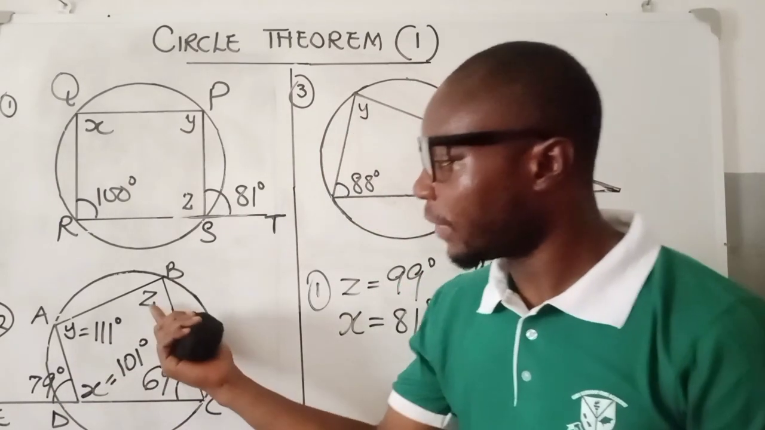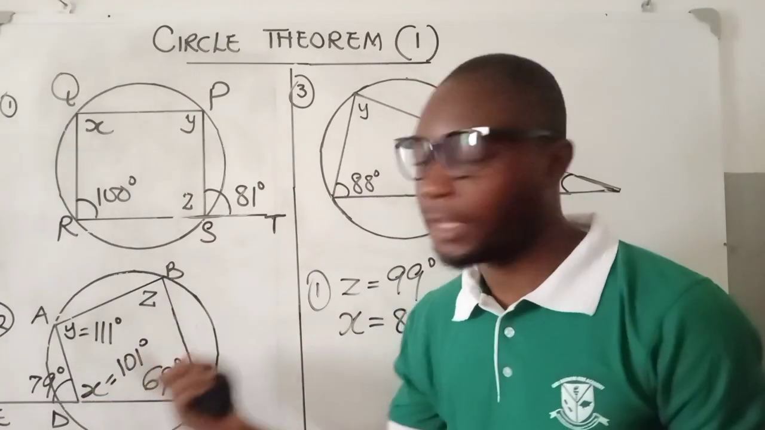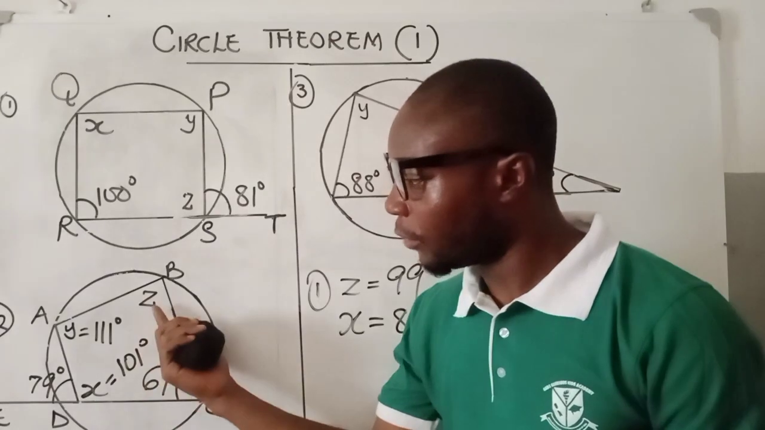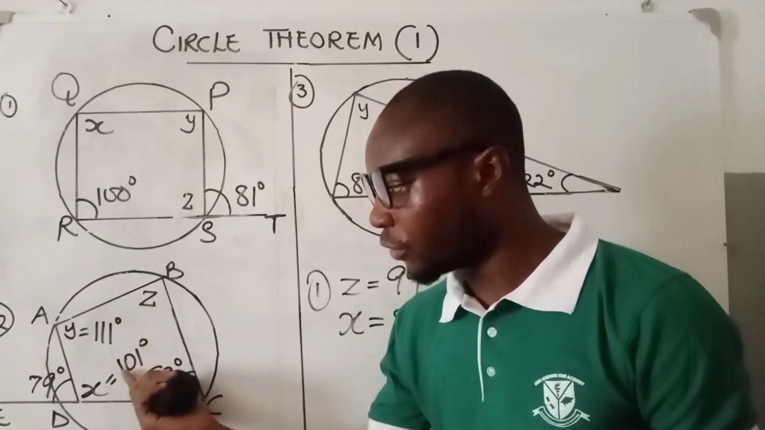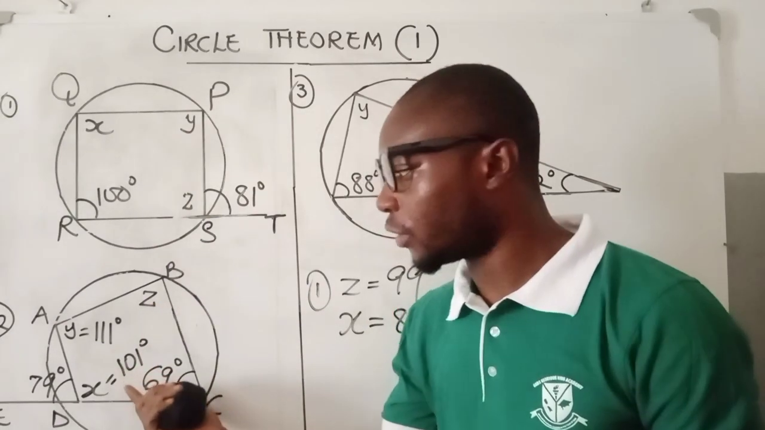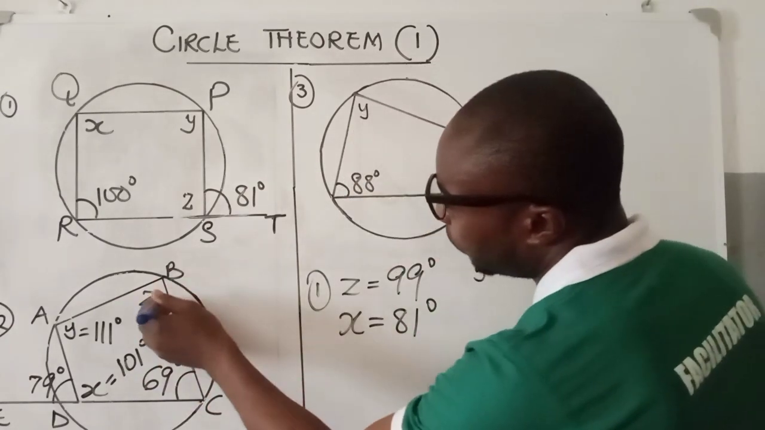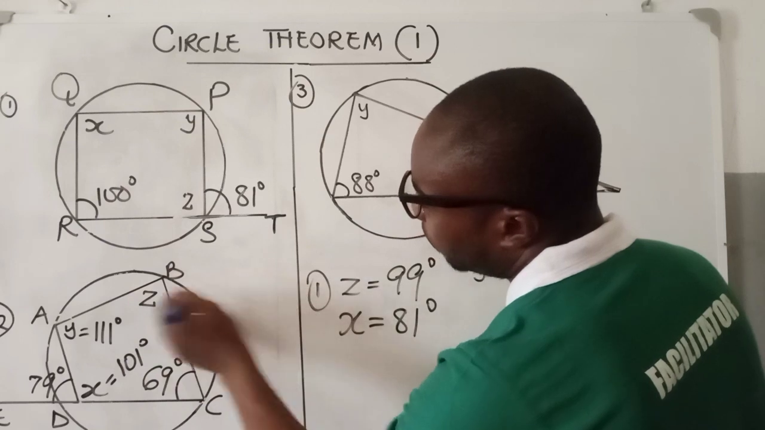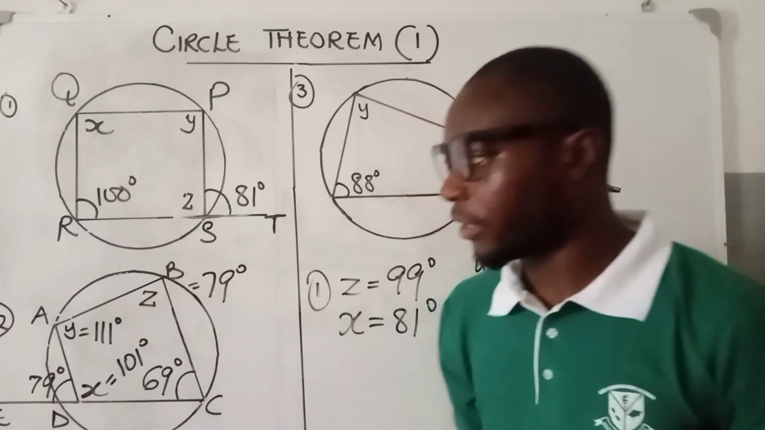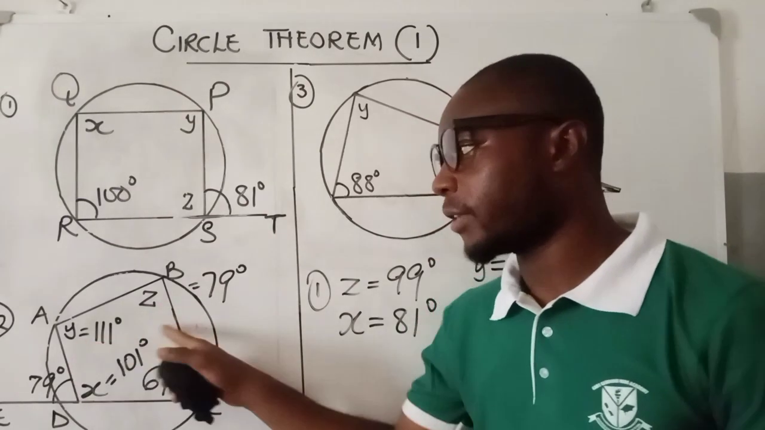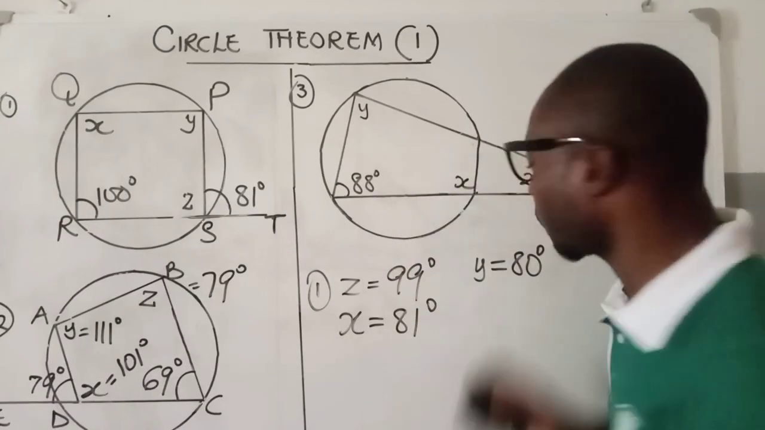To get the value of z, we'll recall that opposite angles in a cyclic quadrilateral are supplementary. So therefore, the value of z will be equal to 79 degrees, because 79 degrees plus 101 degrees is equal to 180 degrees. So our z in this case is equal to 79 degrees. We've gotten x, y, and z from question 2. So quickly, let's move to the third question.